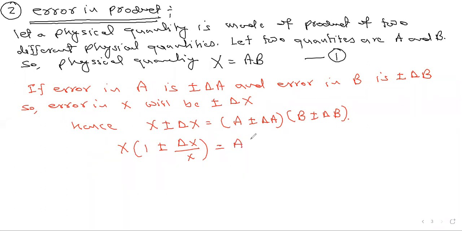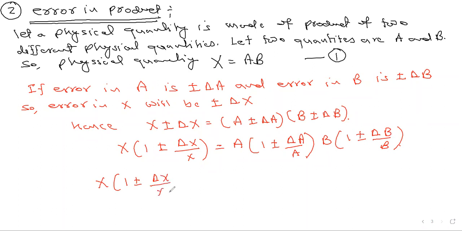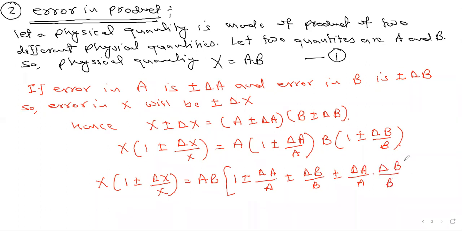Take A common from here. Take B common from here. You see the product of A and B is equal to X. So X into 1 plus minus delta X upon X equals AB. Now do one thing, multiply both brackets: 1 multiplied by 1, 1 multiplied by plus minus delta A upon A, this multiplied to plus minus delta B upon B, plus minus delta A upon A into delta B upon B. Got it? This is taken as X, so this is cancelling here.